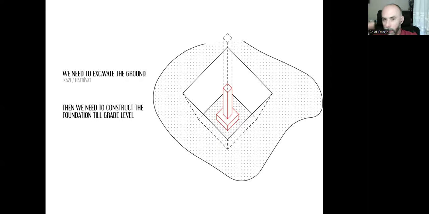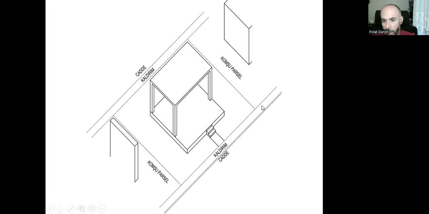We need to do the construction till the grade level. We don't just do the construction at the upper level of the soil. We need to find the grade level. The grade level is su basman düzeyi in Turkish. It's this height, and that depends on your decision. That's the upper surface of your ground floor. That's where we call 000 as the level. And that height depends on our decision.